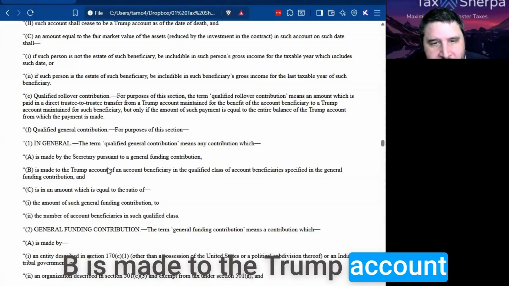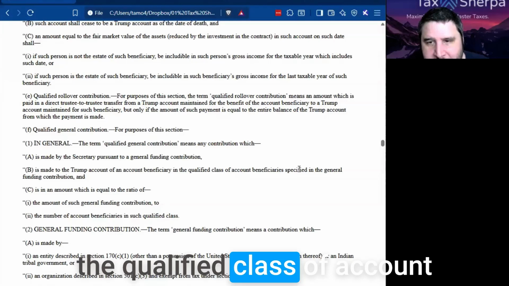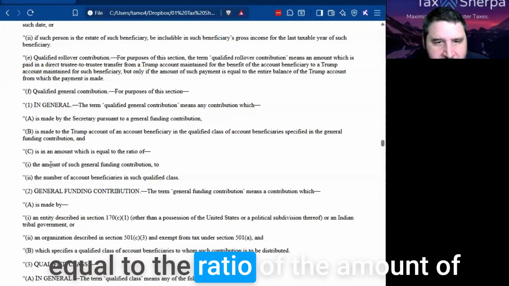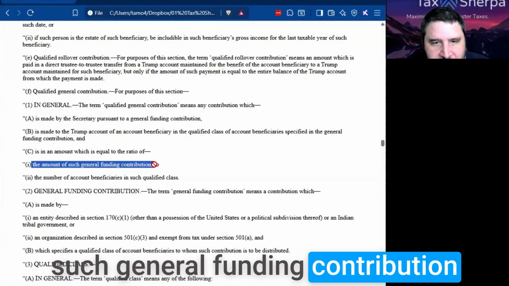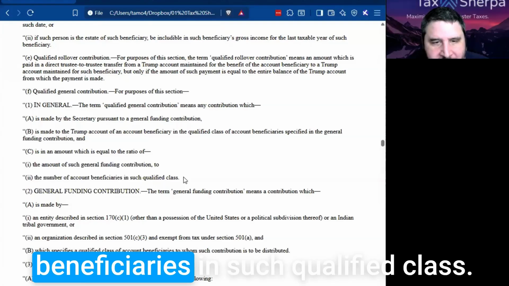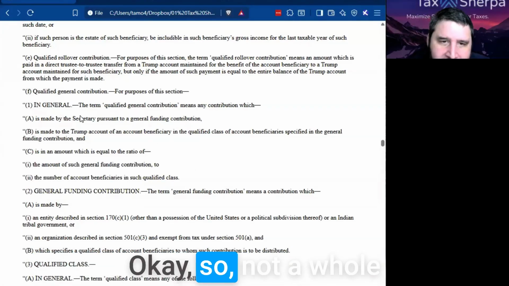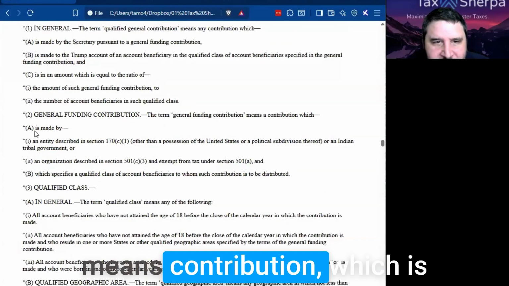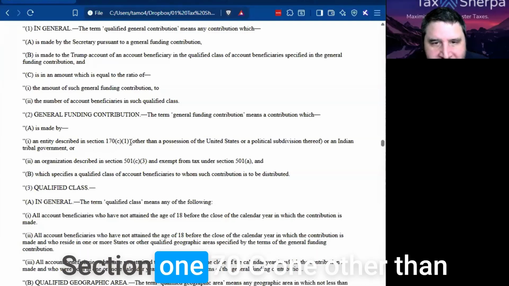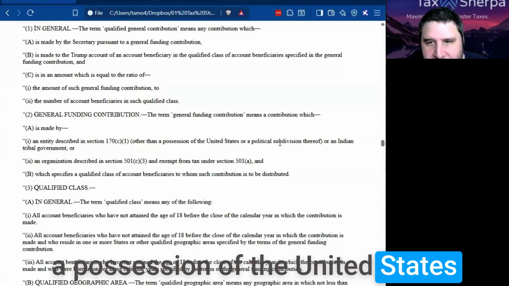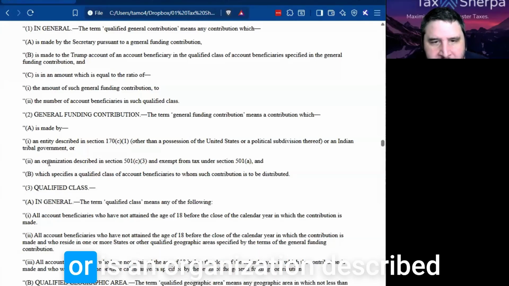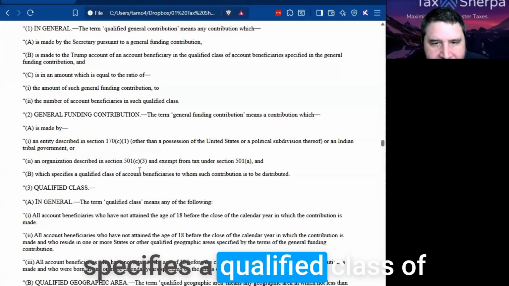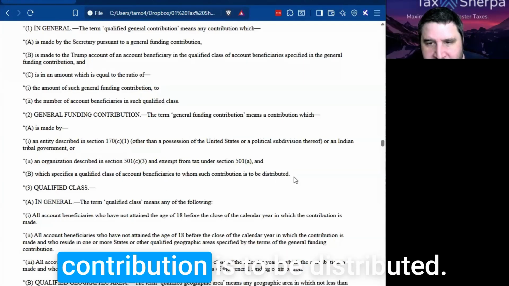B is made to the Trump account of an account beneficiary in the qualified class of account beneficiary specified in the general funding contribution. And C is in the amount which is equal to the ratio of the amount of such general funding contribution to the number of account beneficiaries in such qualified class. Okay, so not a whole lot actually matters in there, but the general funding contribution means a contribution which is made by an entity described in section 170(c)(1), other than a possession of the United States or political subdivision thereof, or an Indian tribal government, or is an organization described in section 501(c)(3), and which specifies a qualified class of account beneficiaries to whom such contribution is to be distributed.